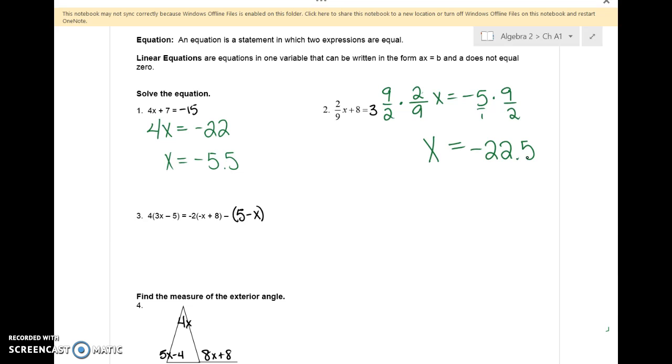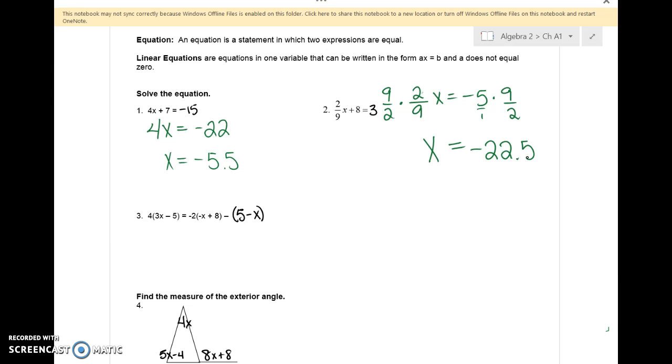So if it looks like you'd have to round it, then I would prefer you write your answer as a fraction. But something like negative 22.5, why write that as a fraction when it's not like you have to round it? So if you don't have to round it, write it as a decimal.